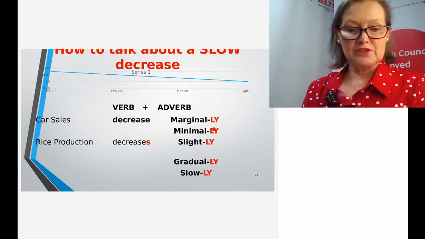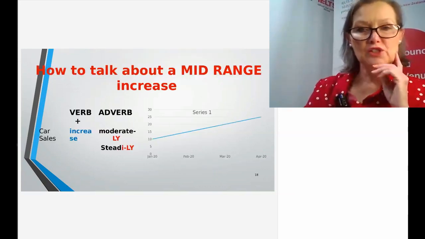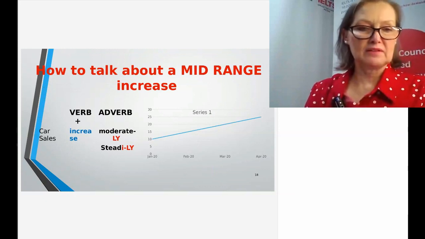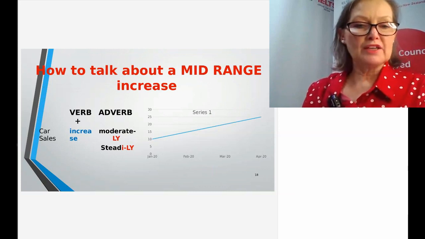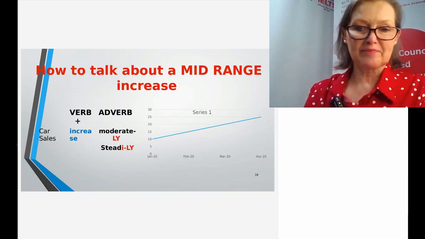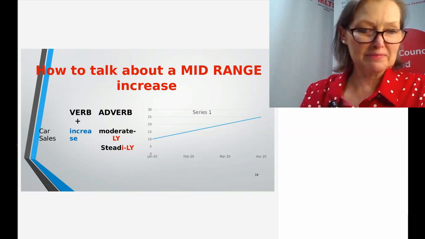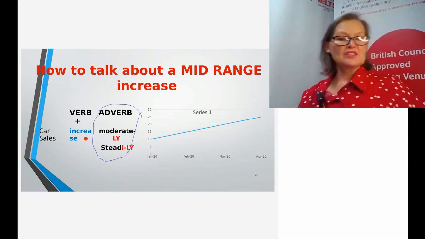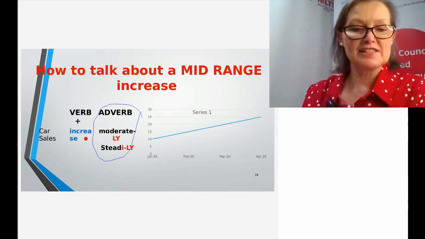So what I do is have a look at how to talk about mid-range increase. And here we're using our adverbs moderately and steadily. So car sales increase. I'm sorry, somebody's changed these slides and that needs to be on one line. Car sales increase moderately. Car sales increase steadily.